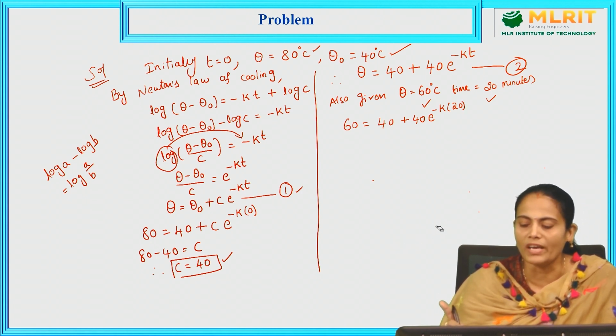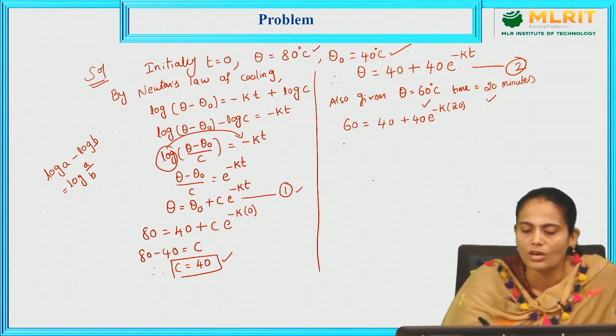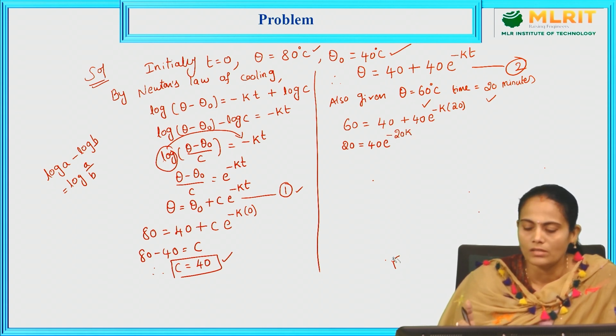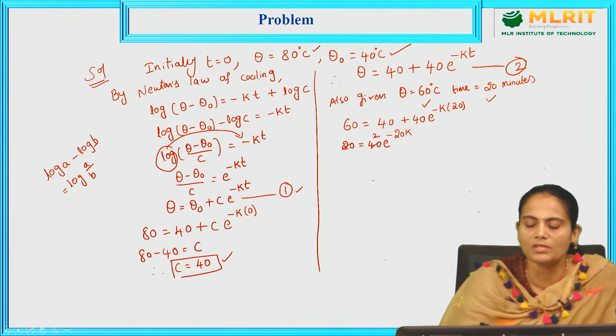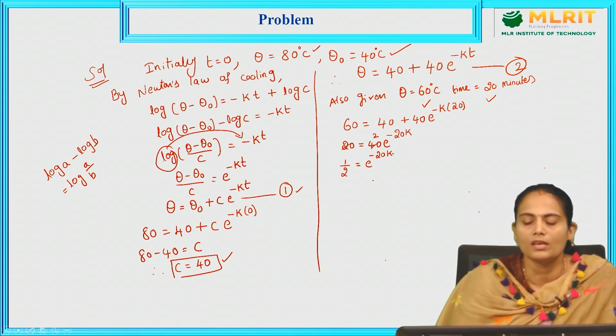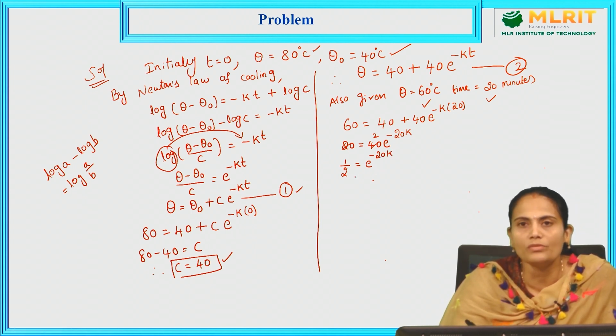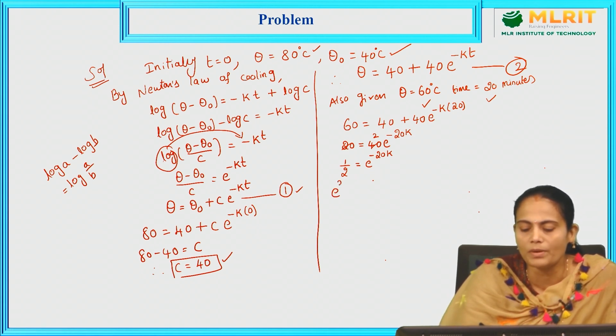And now to simplify, after that it will give the k value. 60 minus 40 is 20, which is equal to 40 into e power minus 20 into k. So this 20 is equal to 40, so that cancels 2 times, and this implies 1 by 2 is equal to e power minus 20k. So the negative power of the exponential value is 1 by 2, and now we are taking the positive exponential value, that is e power 20k.